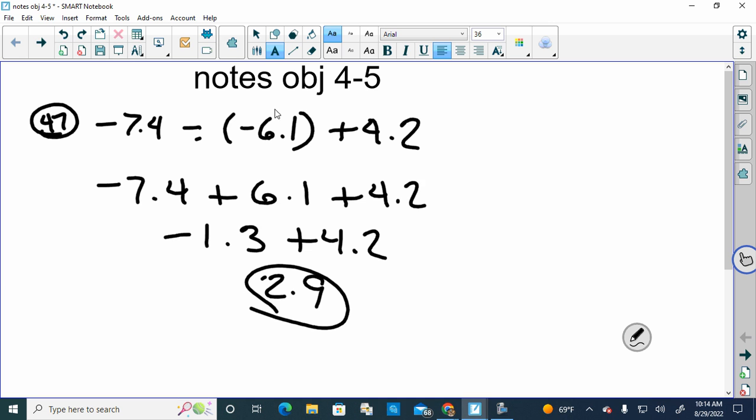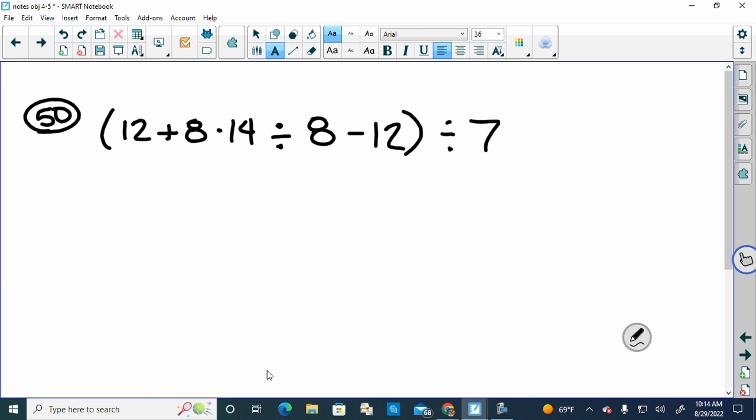Okay, next one. So 12 plus 8 times 14 divided by 8 minus 12, and your parentheses divide by 7.